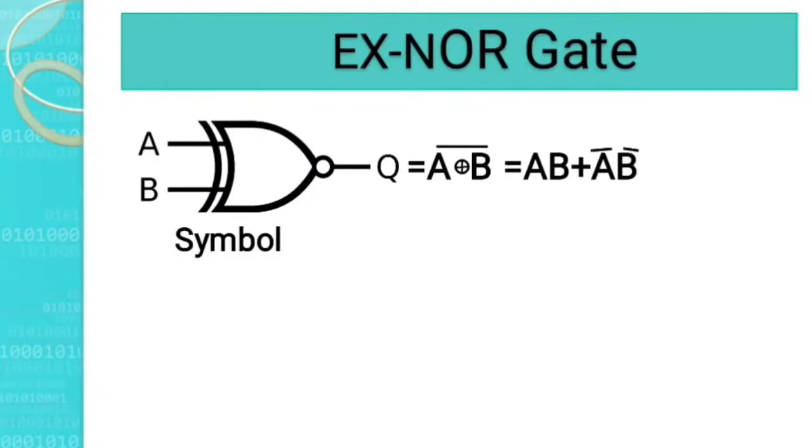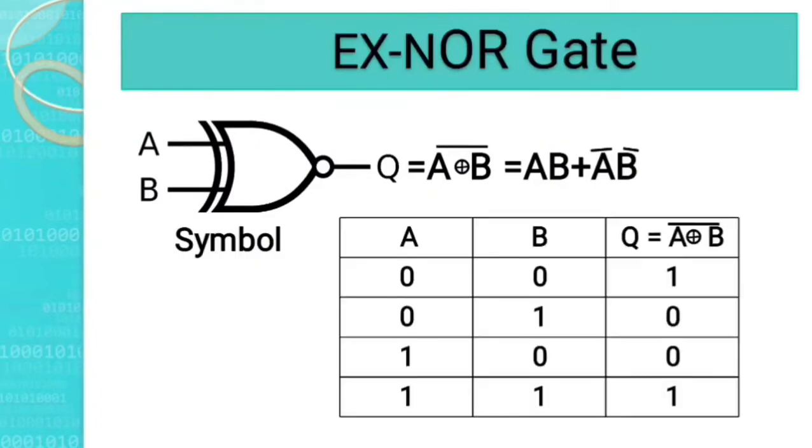Next gate is XNOR gate. This is known as exclusive NOR gate. Here A and B are inputs and Q equals (A XOR B) complement equals A B plus A complement B complement is output. Output of XNOR gate is high when both inputs are same. If any input is different, then output is low.